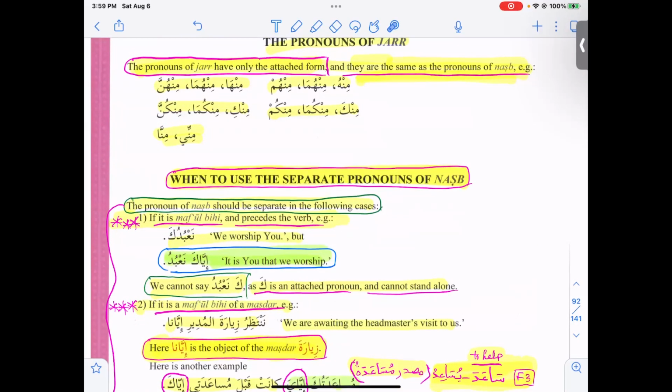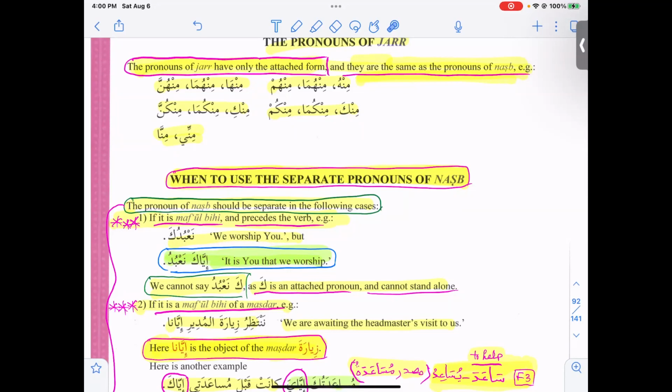When to use the separate pronoun of nasab. You can say nabuduka. Can you define nabuduka? Nabudu, fa'il mudari', marfu' bi dhamma, fa'il mustatir, taqdiruhu nahnu. We worship. Ka, what is ka? With the verb, ka becomes you. That is Allah subhanahu wa ta'ala. We worship you.